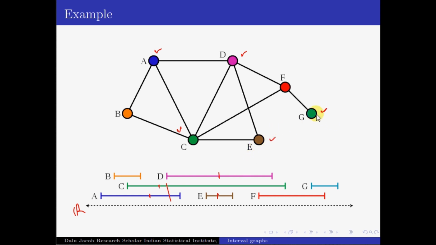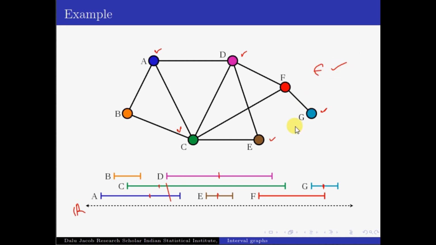If you look at the intervals, we can see that this is the interval for E and this is the interval for G, which are definitely disjoint. Similarly, if you look at C and G also, C is this interval and G is this interval, which are definitely disjoint. So in this way, we can verify that this interval representation is valid. So this qualifies to be an interval graph, in the class of interval graphs.